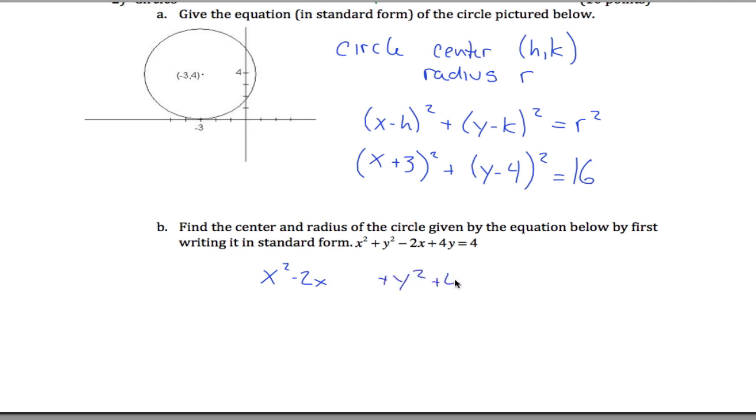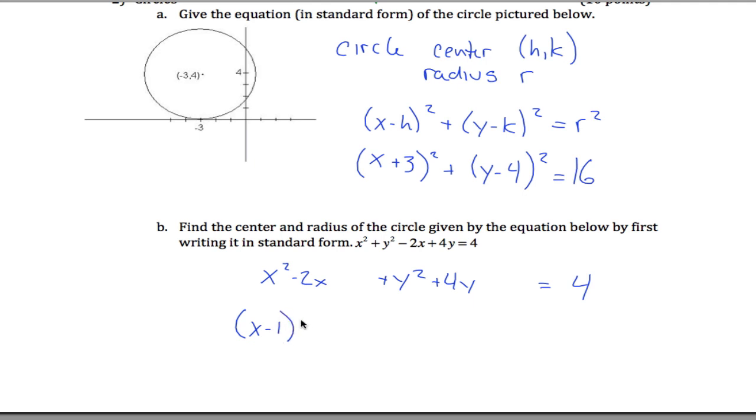So what I'm going to do is spread stuff out. I have my x squared and my minus 2x over here, my y squared and my plus 4y over here, and the equals 4 over here. What I want to do is rewrite this as x minus something squared so that it fits into this form up here. And that's called completing the square.